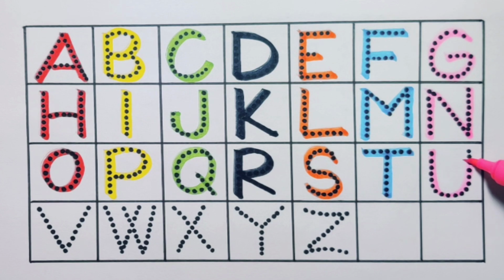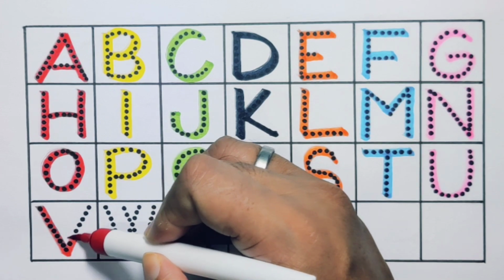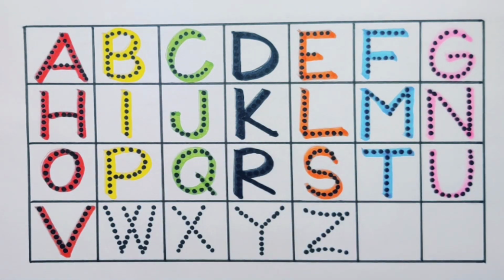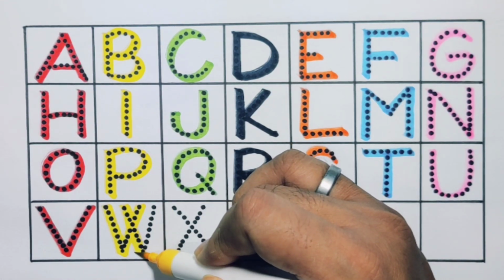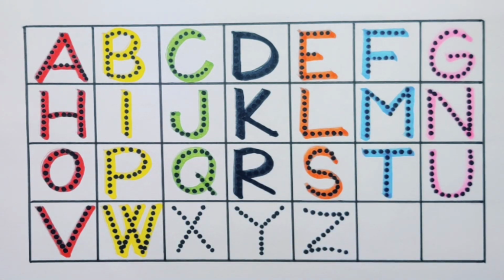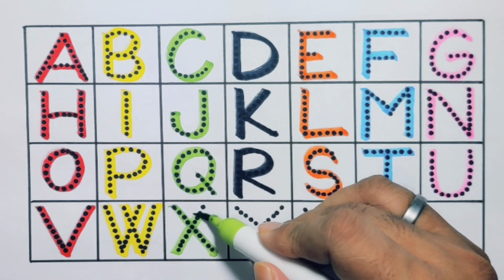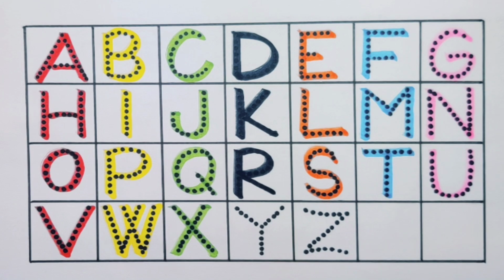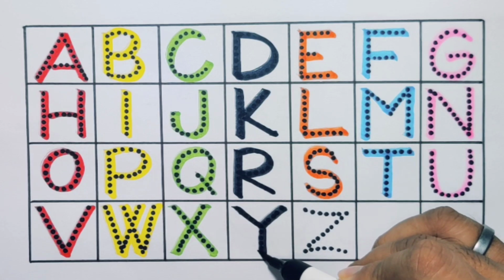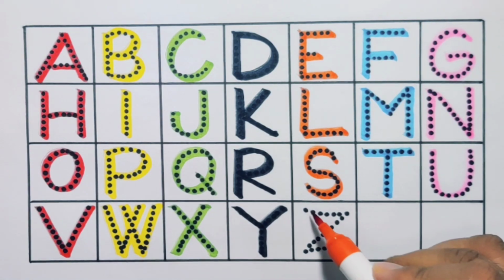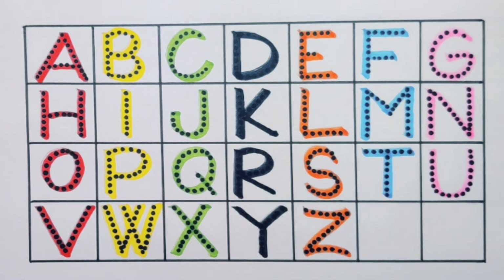U for umbrella. V for vegetable. W for water. X for X-ray. Y for yo-yo. Z for zoo. What we learn?